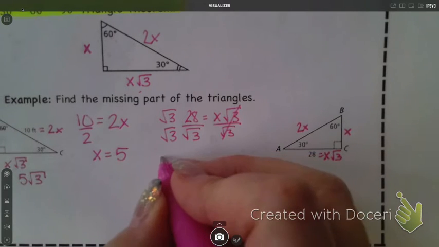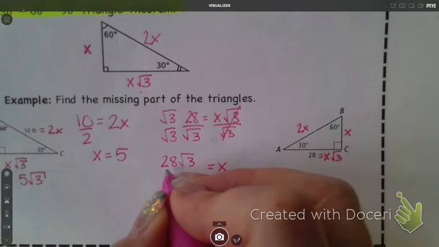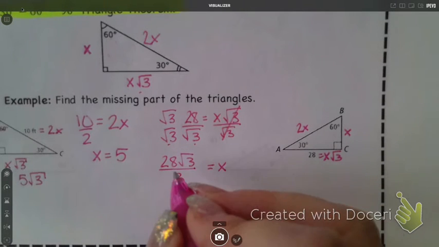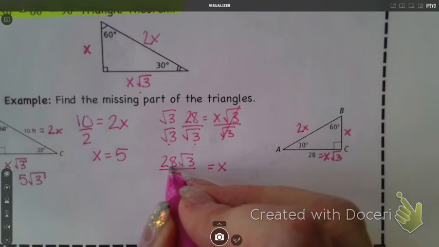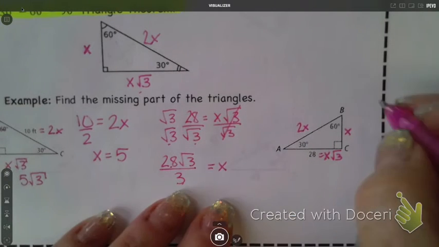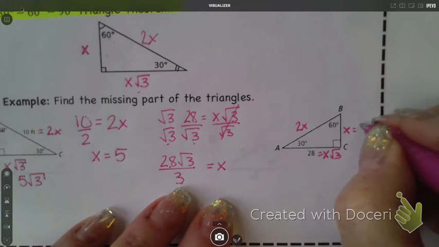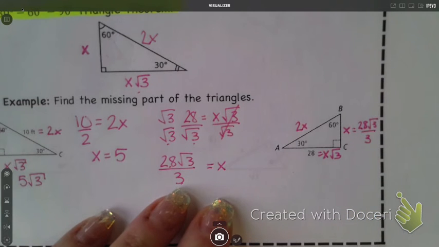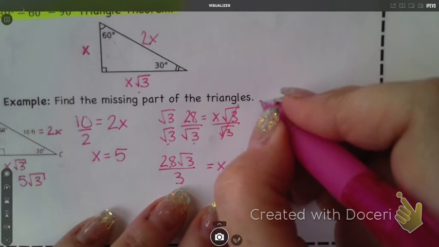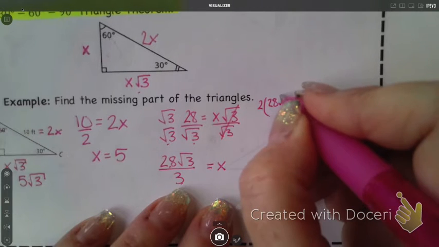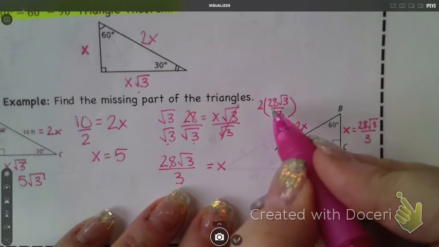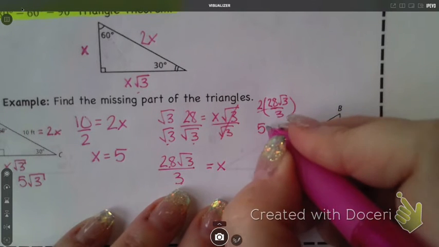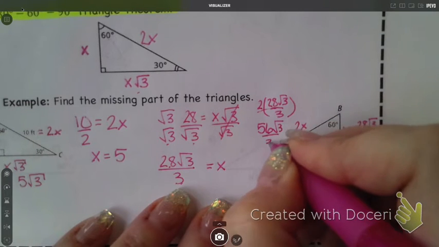So the numerator is 28 square root of 3. And my denominator is the square root of 3 times the square root of 3, which is just 3. Does 3 go into 28? No. So x is 28 square root of 3 over 3. Now over here, we have to take 2 times 28 square root of 3 over 3. I'm just going to take 2 times 28, which is 56. 56 square root of 3 over 3.